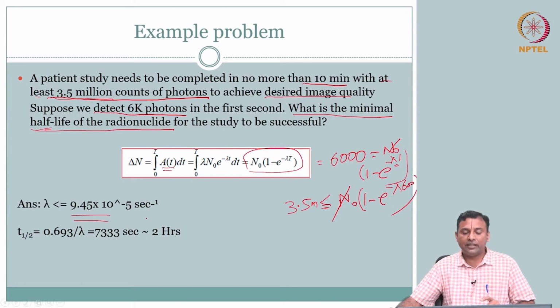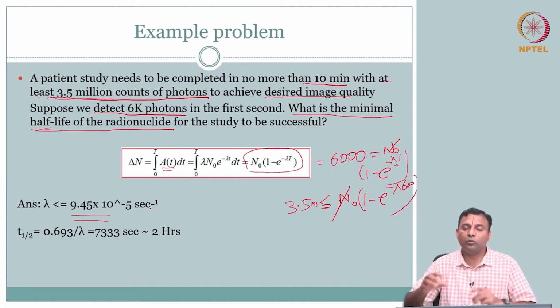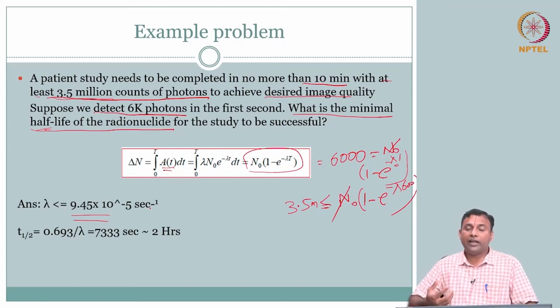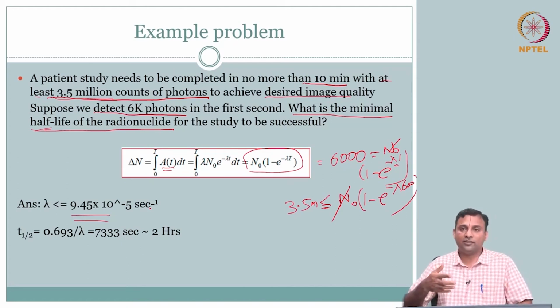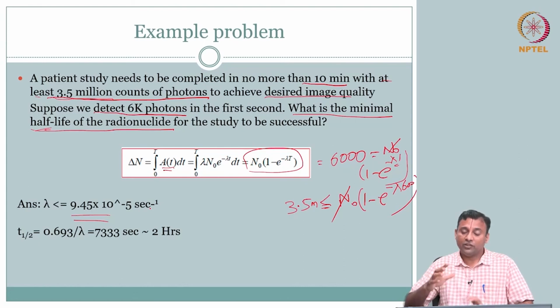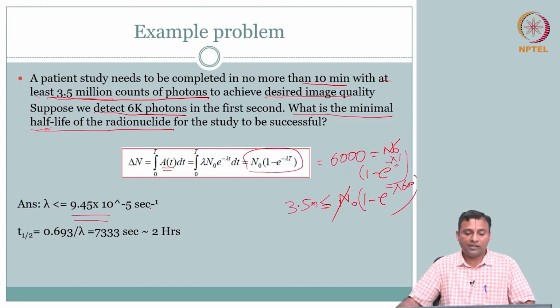So you see the constraint: if the radioactivity is small, then you will have to acquire for a longer duration, because it will take so much more time to give out so many photons. If the radioactivity is high, then you will have to quickly catch the data, quickly catch the photons. So there are going to be some constraints.